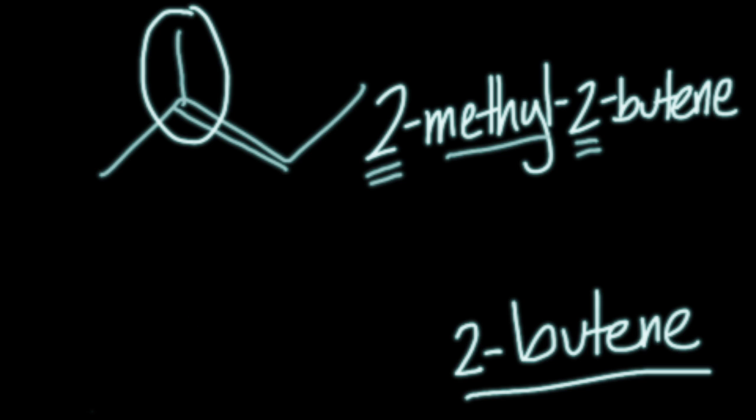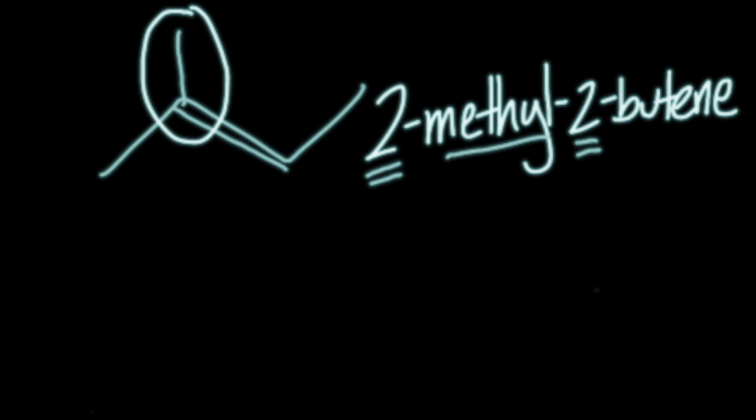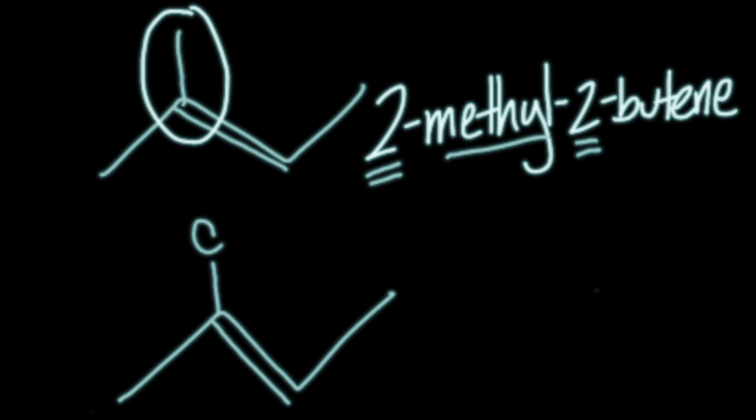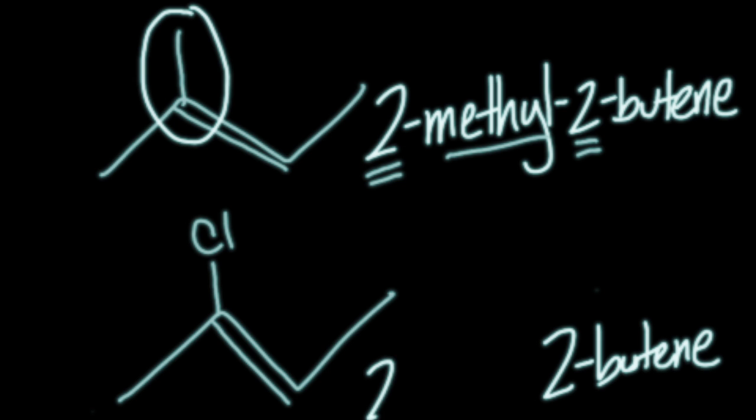Let's take a look at another one. We have a similar molecule, sticking with the 2-butene right here, and then we have a halide, which is a chloro. In this case, the same rules would be applied. It will be a 2-butene, but now we put 2-chloro, and I think you guys would understand at this point.